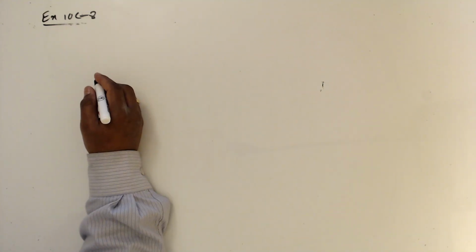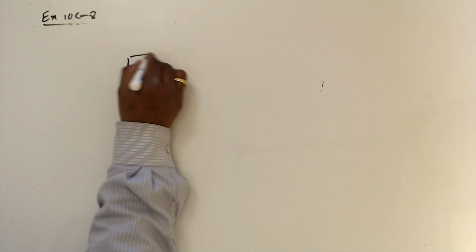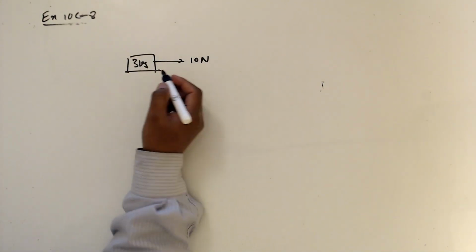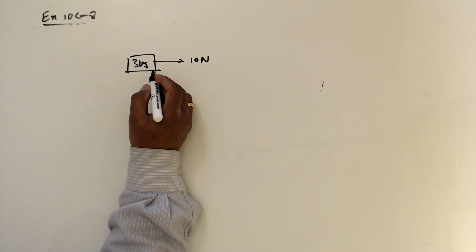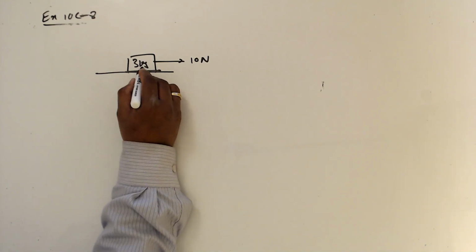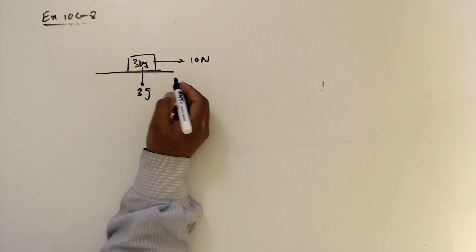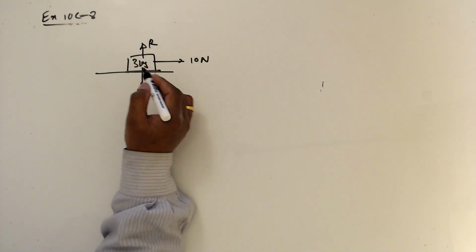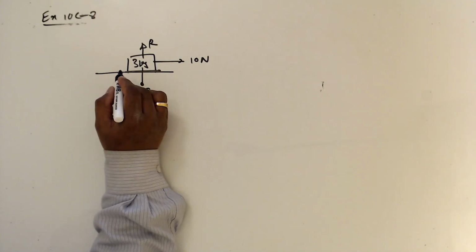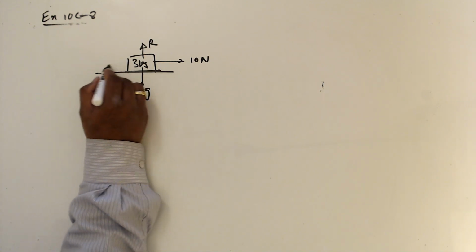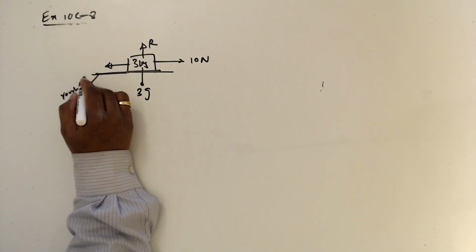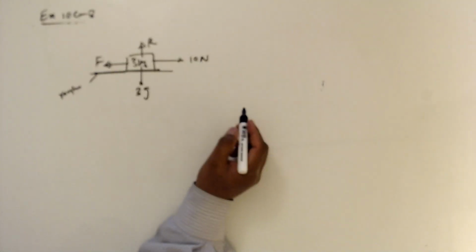Question number 8. A force of 10 Newton acting upon a particle of 3 kg. So this is 3 kg. 10 Newton is acting on a rough horizontal plane. So this is a horizontal plane. So this is 3g, and the normal reaction is R, and a rough horizontal plane. So there is a frictional force. If the surface is rough, not smooth, then I will take this as F.